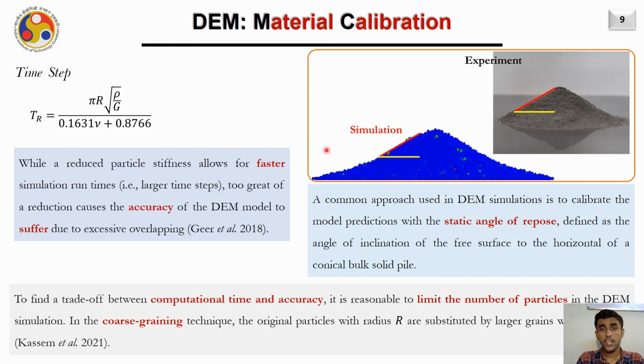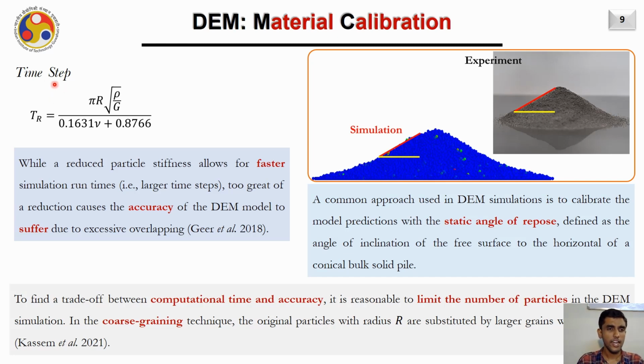Another very important consideration in DEM is the time step. As I already mentioned, the discrete element method tries to resolve individual interactions amongst the powder particles. This is a highly time consuming task, and the computational load is too much. So what we generally try to do is reduce the computational load without compromising too much the accuracy of the simulation results.